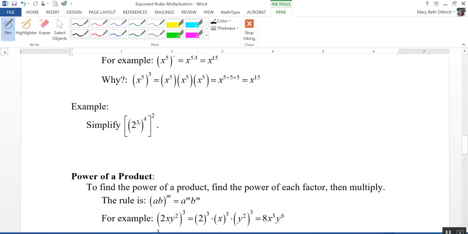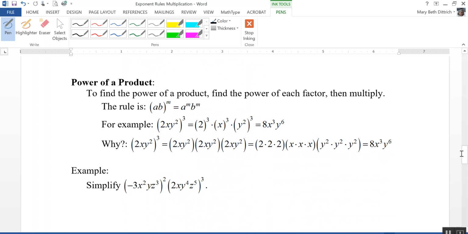Here we have 2 to the 3rd power raised to the 4th power, and that whole thing squared. To simplify this, we're just going to multiply the exponents. 2 to the 3 times 4 times 2 is going to give us 2 to the 24th. And it's actually okay to leave it just like that.